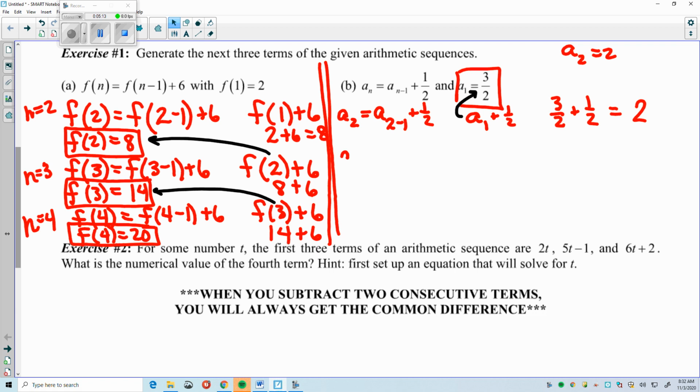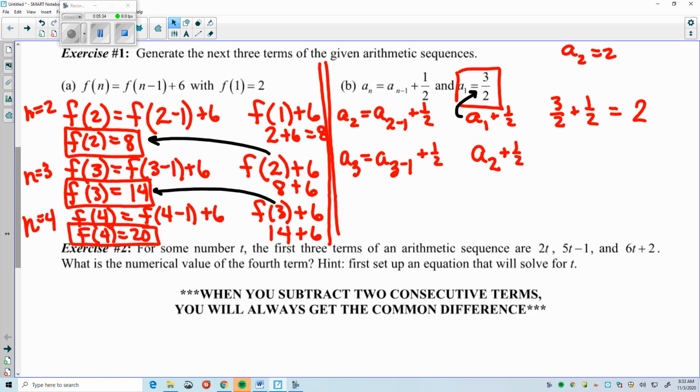We have to find a sub 3. Okay, go back into the formula, back up here. So I have a sub 3 minus 1 plus 1 half. Okay, so we simplify this. 3 minus 1 is 2. So that's telling me I'm going to take a sub 2, my second term, plus 1 half.